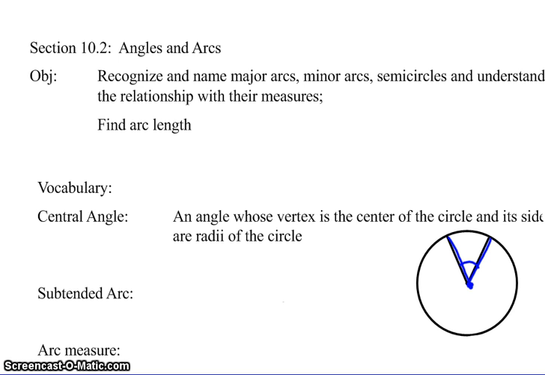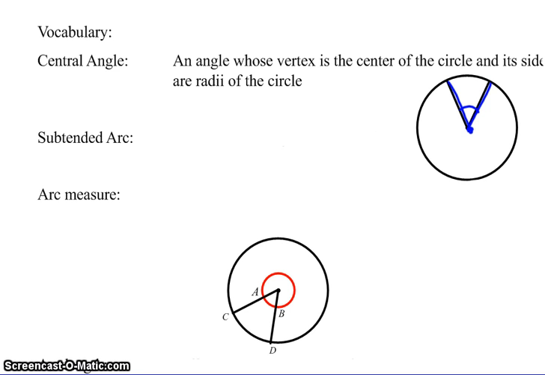Our next definition is referring to a specific arc on the circle called the subtended arc. The subtended arc is actually the arc that's defined by the central angle. It's the one that's between the radii of the central angle, or between the sides.